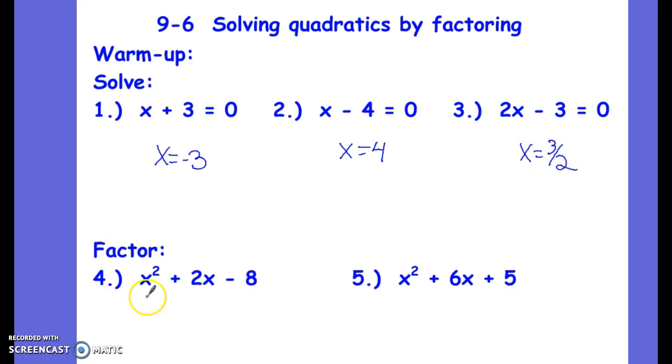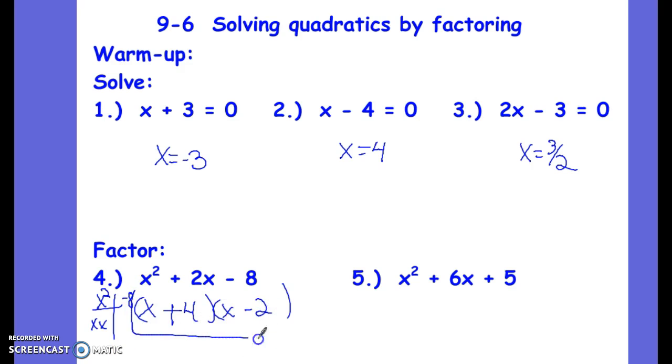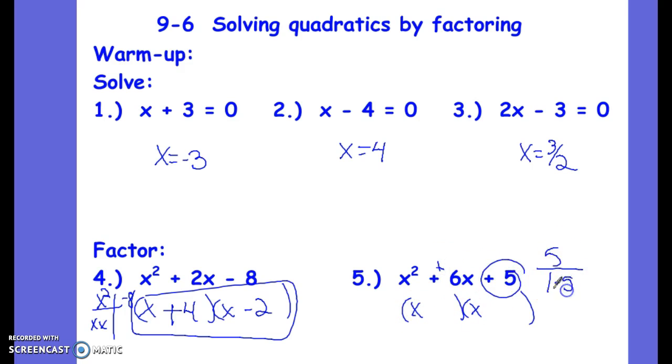For number 4, when you factored it, remember what multiplies to be x squared, so x and x. You can make your little chart for x squared, so x and x. Then your factors of -8 that add to be +2. So I would do +4 and -2. So there's x plus 4 and x minus 2. For the third one, x and x, because that's your factors of x squared. What multiplies to be 5 and adds to be 6? If you look at the factors of 5, well, there's only 1 and 5. 1 plus 5 is 6. There goes positive, plus 1, plus 5.